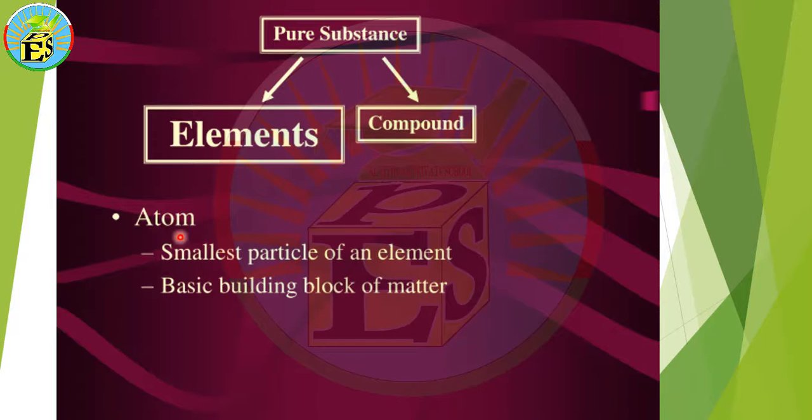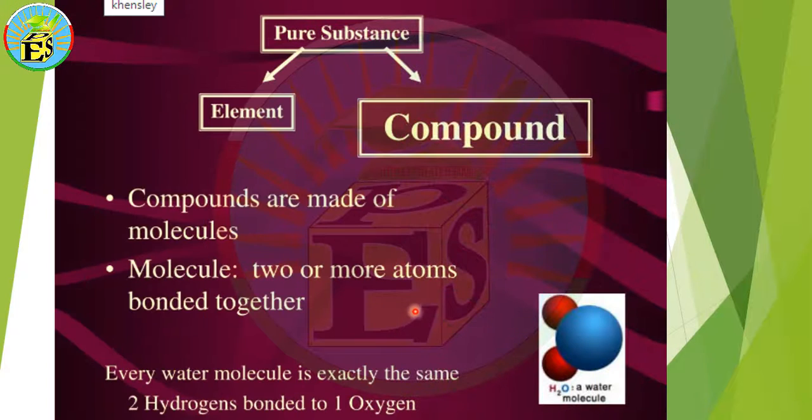Firstly, we will learn the meaning of atom. An atom is the smallest particle of an element, the basic building block of matter. Compounds are made of molecules. A molecule is two or more atoms bonded together, like this.